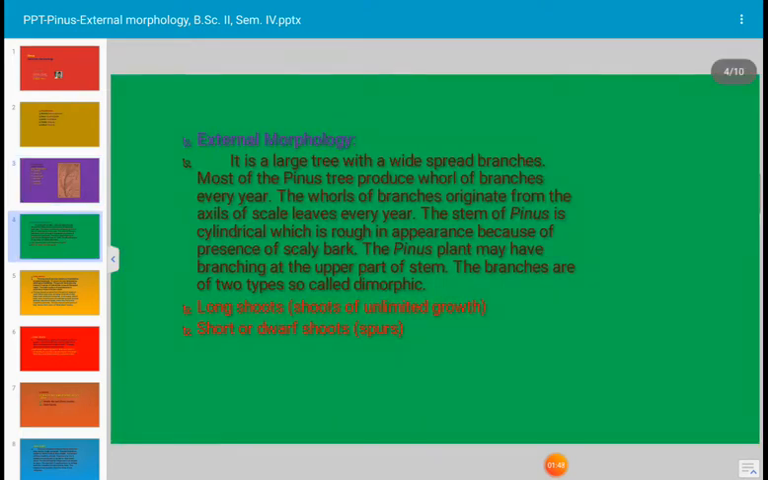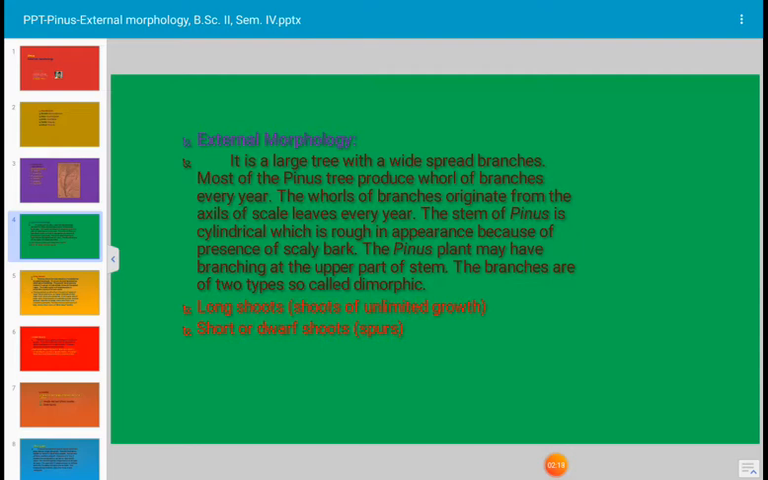Next, let us see the external morphology. This Pinus tree is a very large tree and it has very widely spread branches. It is a branched, very large sized tree. Most of the Pinus trees produce whorls of branches every year. Every year several branches are formed on the Pinus tree. It is a perennial plant.